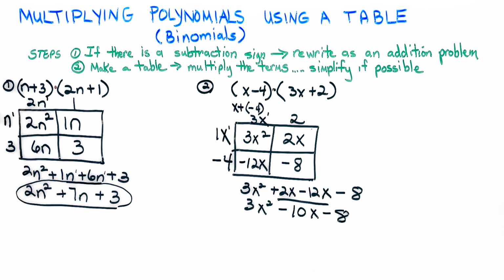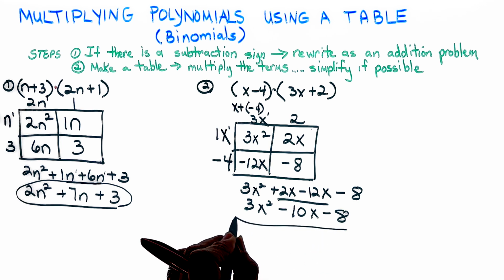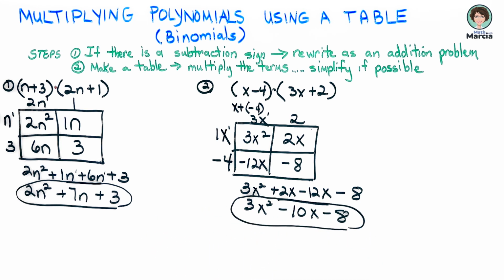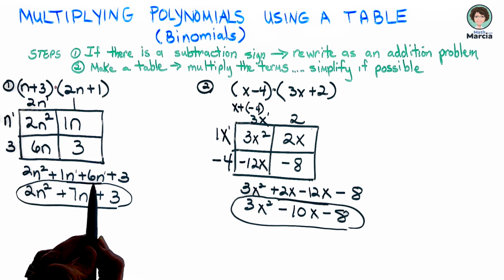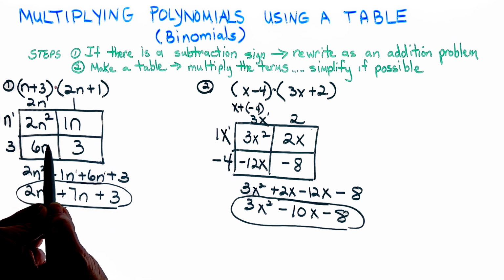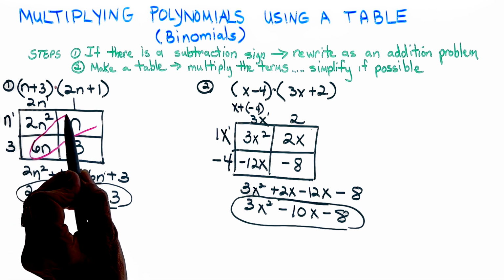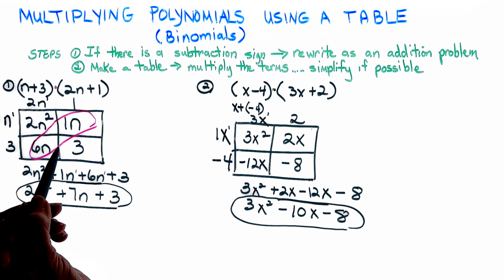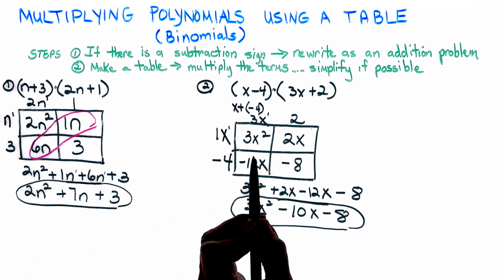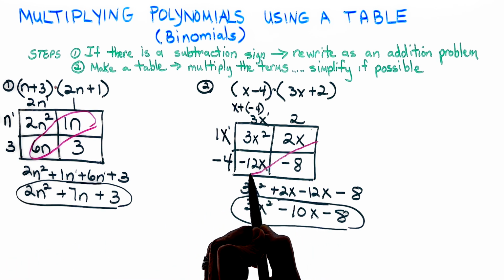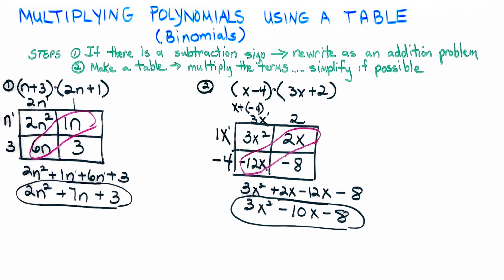So going back to the problems, this is right here, this is our answer. Looking back at the charts, notice we have like terms that we put together. And here they are. You can actually see them in the chart. So we do add those two like terms that we have because they're both x to the first power. And you can actually see it even in the table.